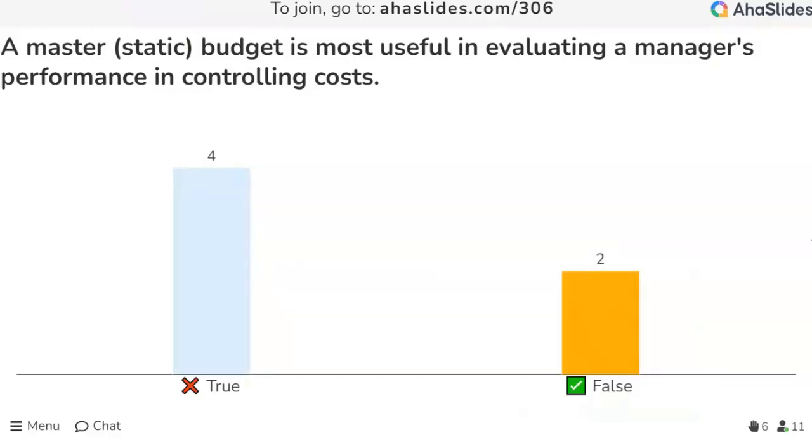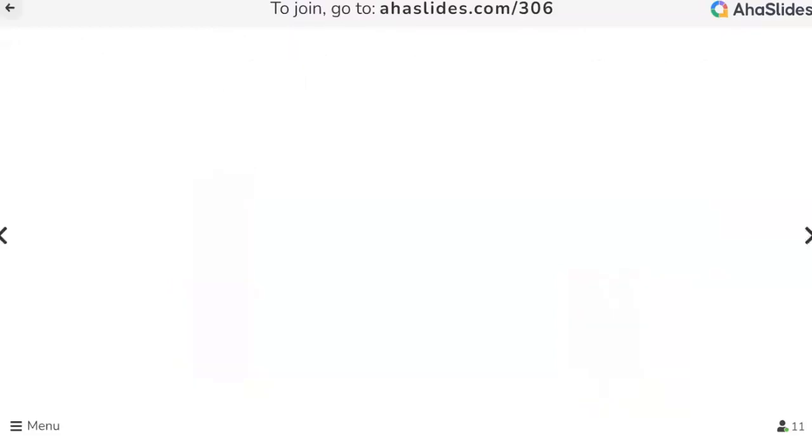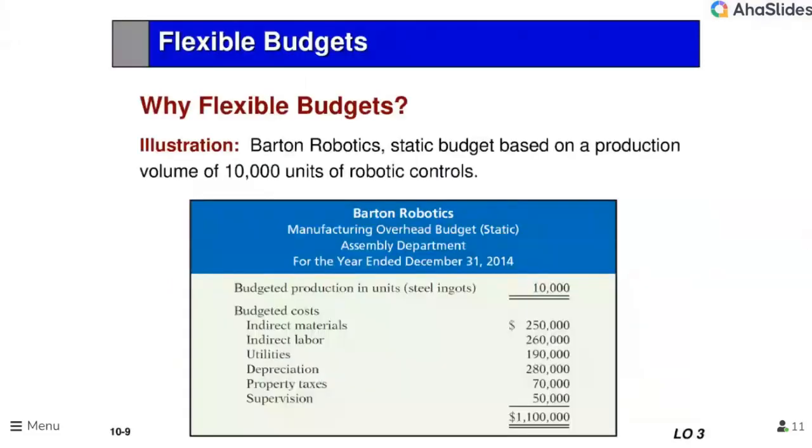That master budget comparing costs, now that's input, to the level of activity as expressed in sales, which is output, is not very useful to us. Why? Here's an example. Here we have Barton Robotics, static budget, based on the production of 10,000 units. So now we're not talking a sales budget here. We're talking a production by output. It was built on sales, but okay, so this is production of 10,000.